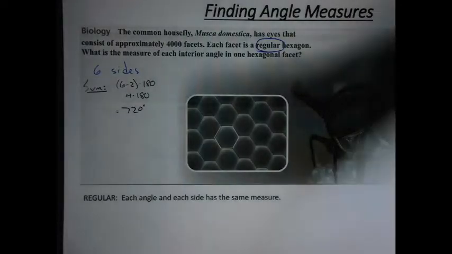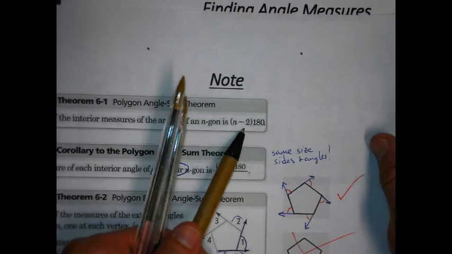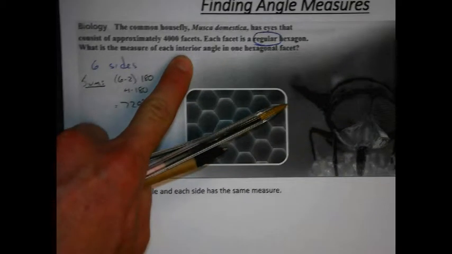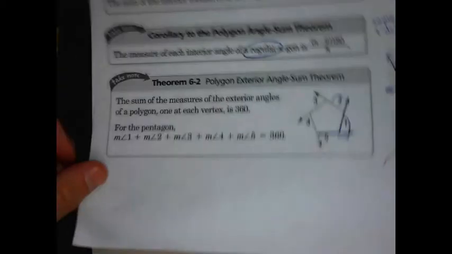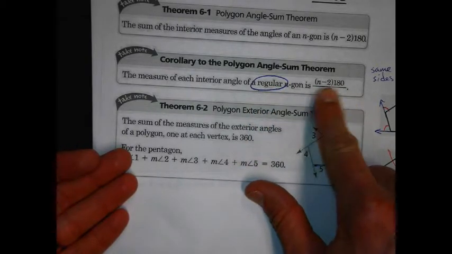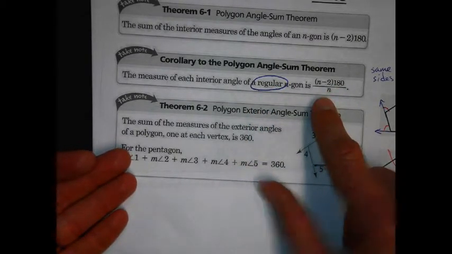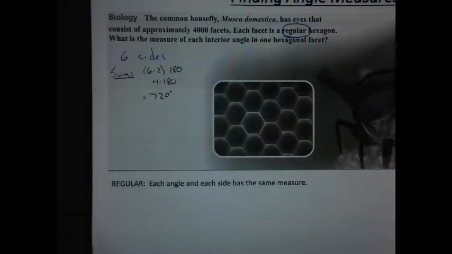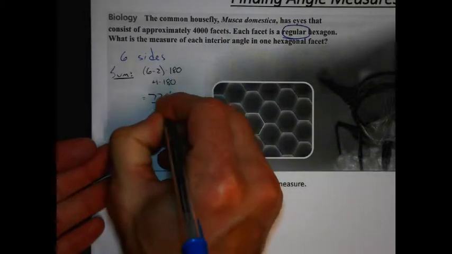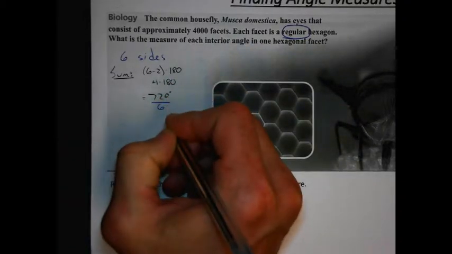So we just use this note, right? But now the question is, what's the measure of each interior angle? Well, that was that second note. The measure of each interior angle of a regular n-gon is the total, the sum, divided by the number of sides. And so we have to take this 720 degrees and then divide it by the number of sides. Now in a hexagon we have 6 sides, right? So simply we divide it by 6 and we get 120.